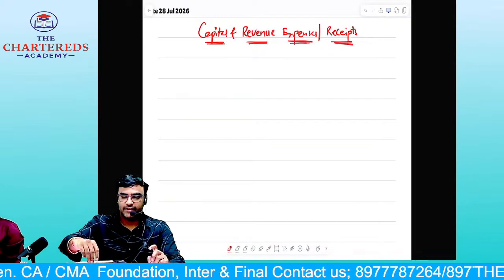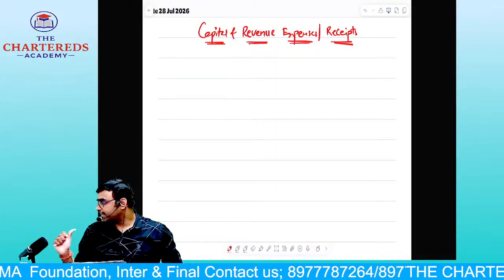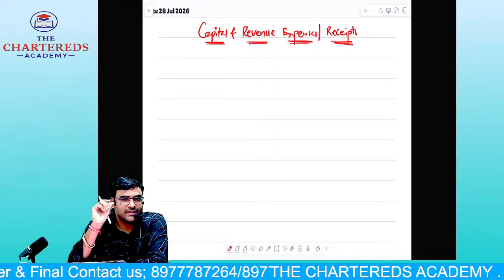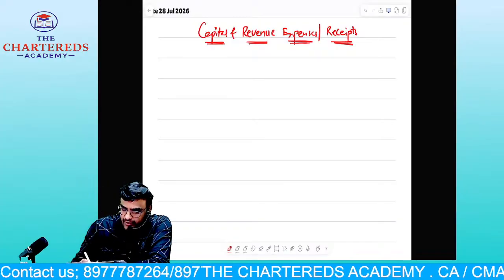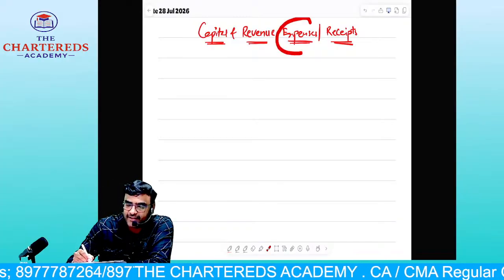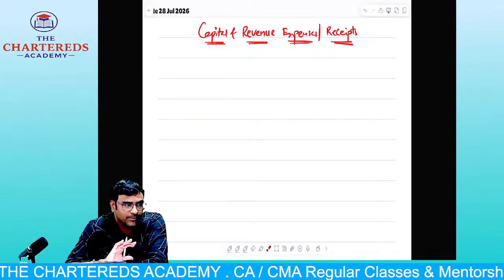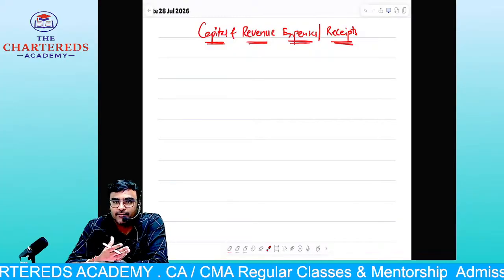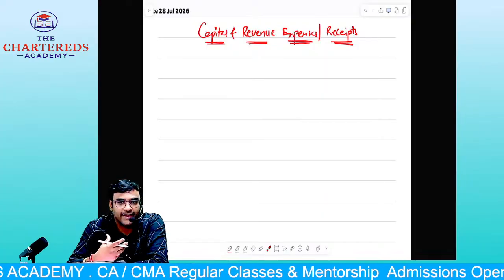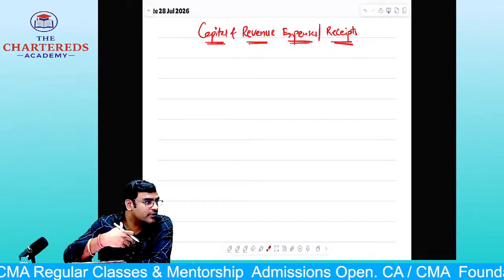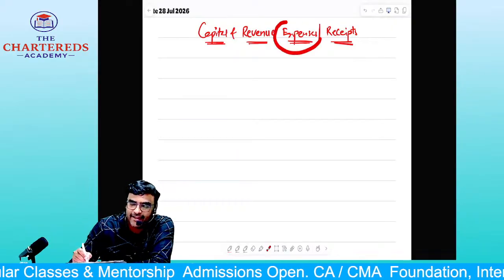So this is the name of the chapter, which is capital, revenue, expense, and receipts. Okay, let us start with this. First of all, I'm sure everyone has an idea what expenses are. What are expenses? Everybody knows. Expenses are nothing but the money which we spend in our day-to-day activities. Whatever money we are going to spend in day-to-day activities, that is called an expense.